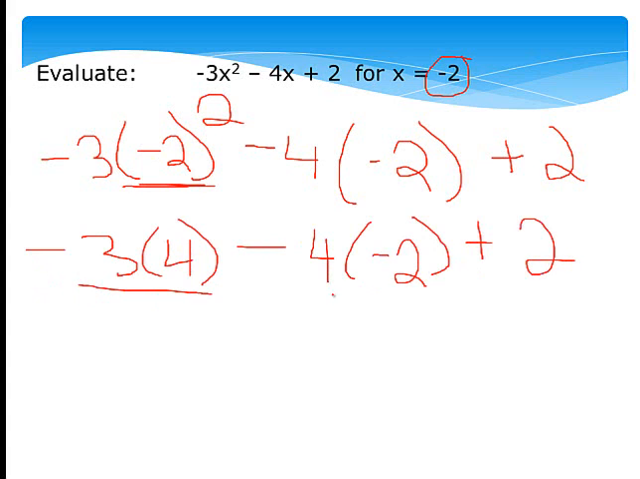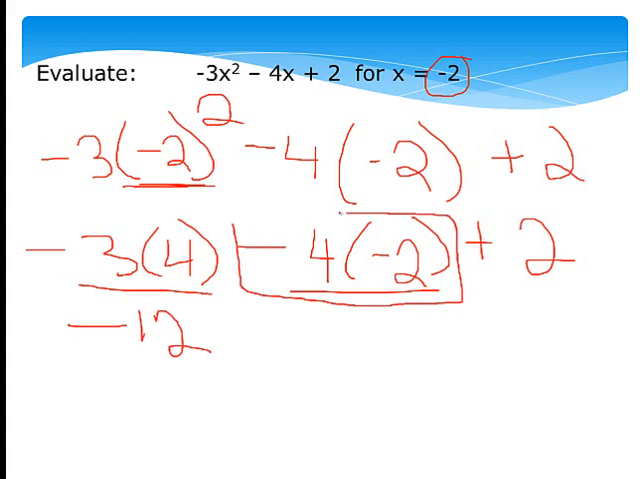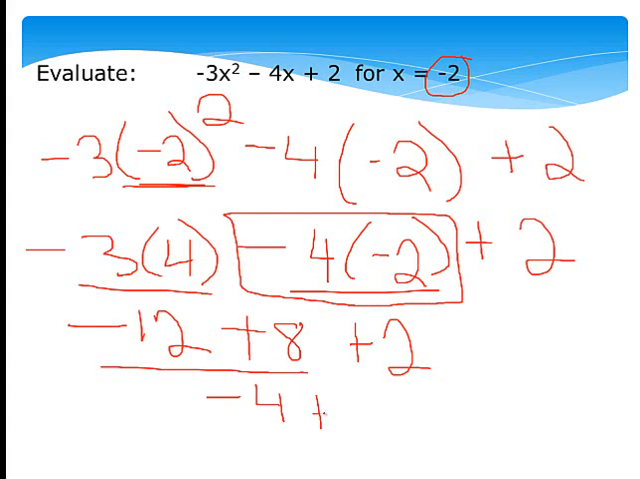Now I'm going to do my multiplication. I have two sets. I can do them both at the same time. What's negative 3, since it's separated by an addition or subtraction sign, what's negative 3 times positive 4? Negative 12. Now let's take a look at this. I'm looking at this whole thing right here. It's negative 4 times negative 2, which would be a positive 8 plus 2. All right, what's negative 12 plus 8? Negative 4 plus 2. And what's negative 4 plus 2? Negative 2.